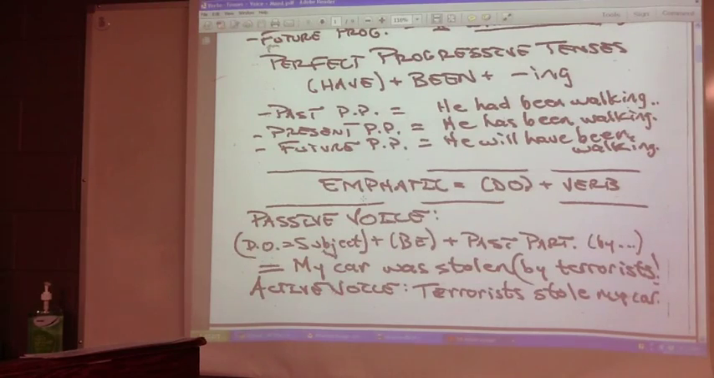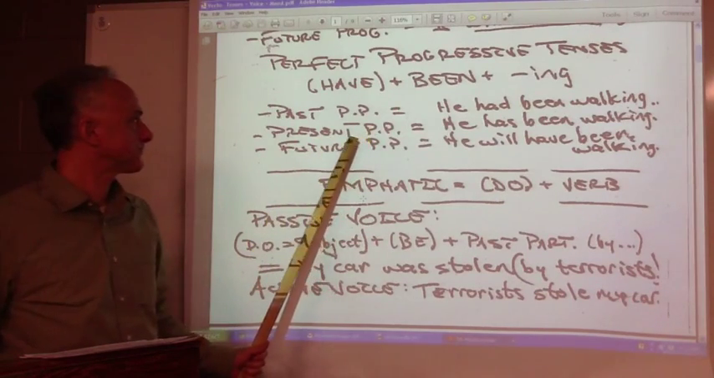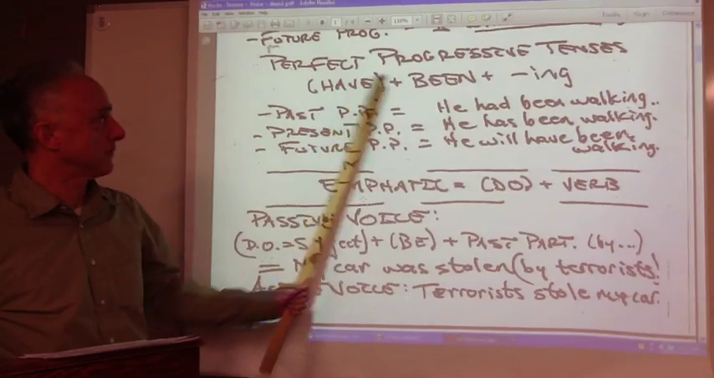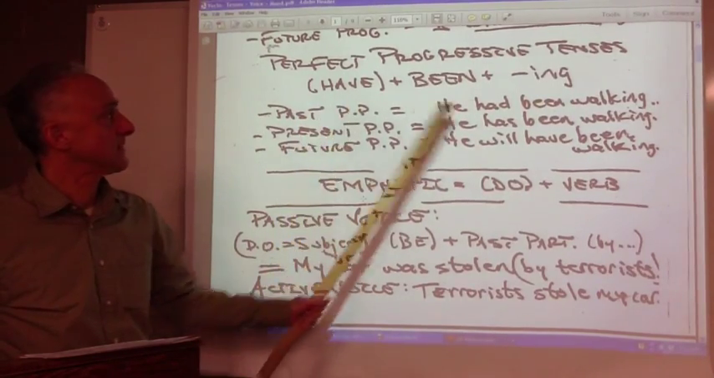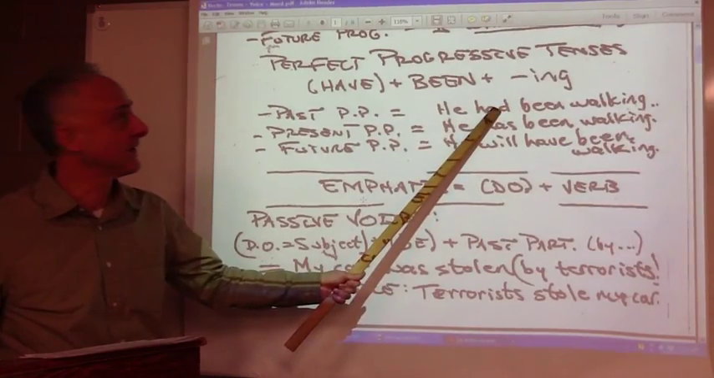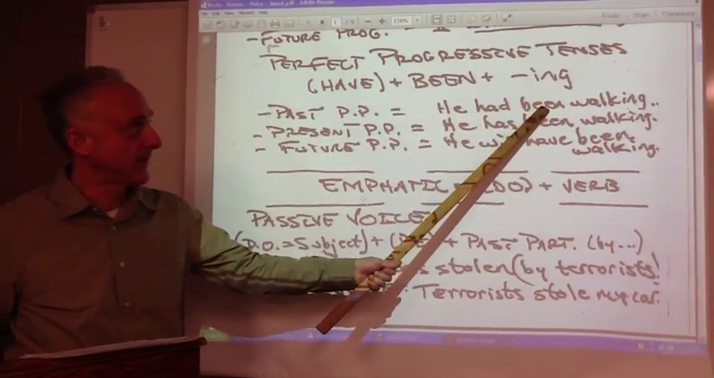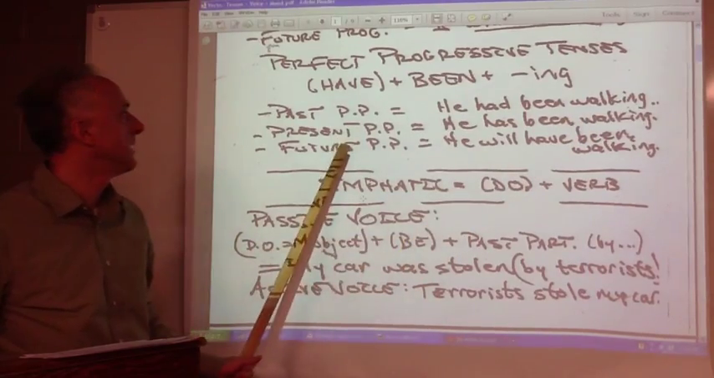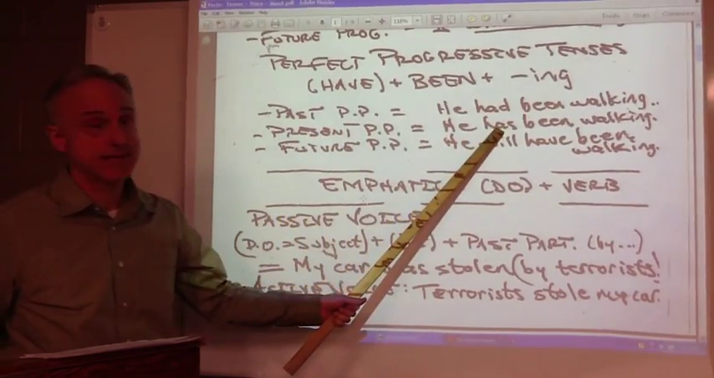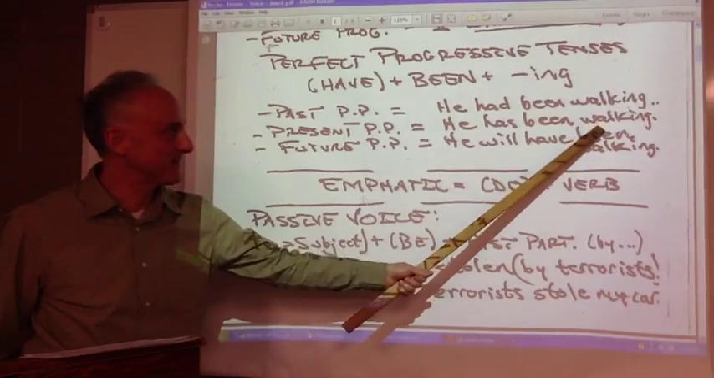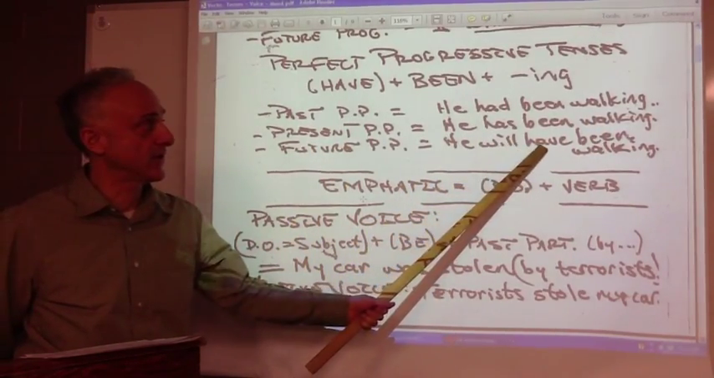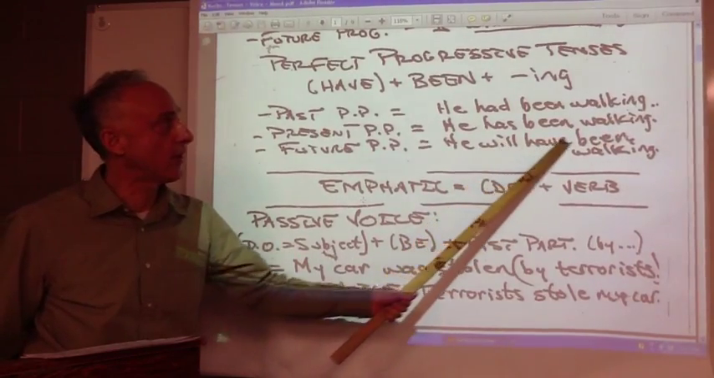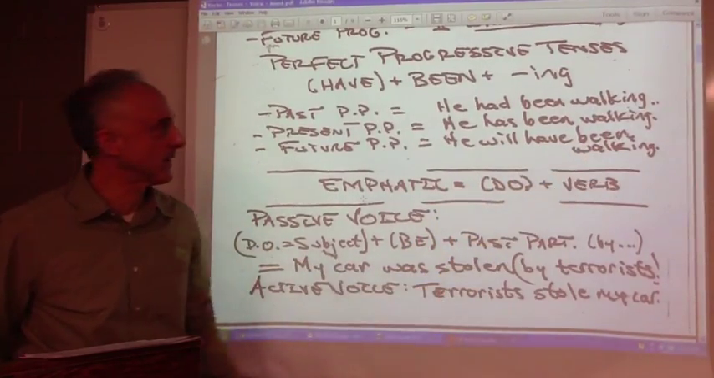Perfect progressive tenses. I already told you the formula. So now, the past always has to have had, just like the perfect tenses. But now you have been plus a present participle. The present always has or have, plus been, plus a present participle. And the future is always going to have will have, that will not change. So this form is, you'll always have to have will have been, and then a present participle.